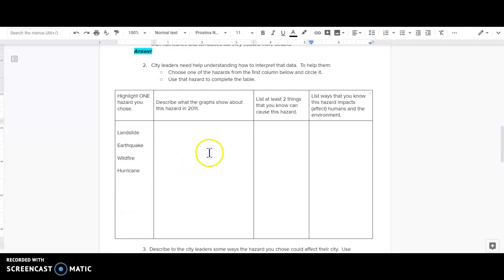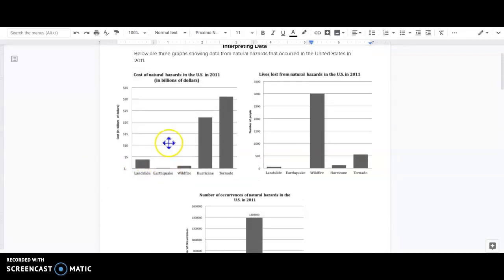Now, number 2, it says city leaders need help understanding how to interpret that data. To help them, choose one of the hazards below and then use that hazard to complete the table. So you're going to pick one of these, and I changed it to highlight one so I know which one you're talking about. And then you need to look again at all 3 graphs and determine, let's say you picked landslides. Well, how much money do landslides cost?